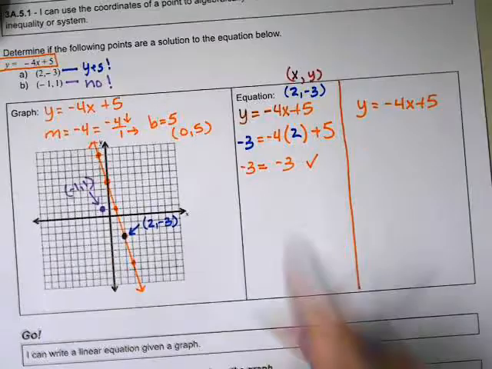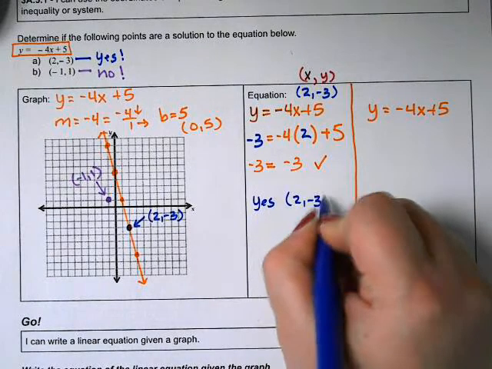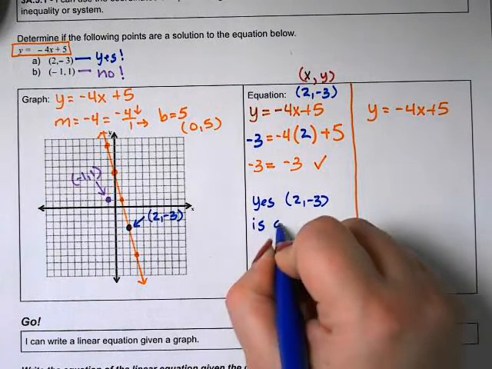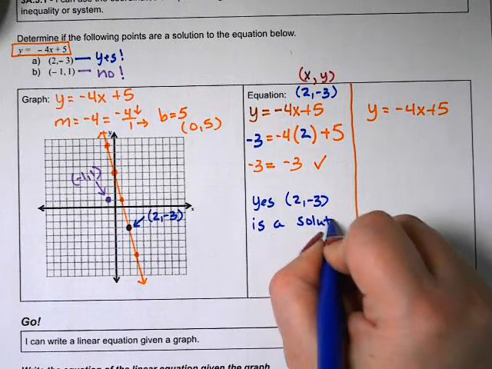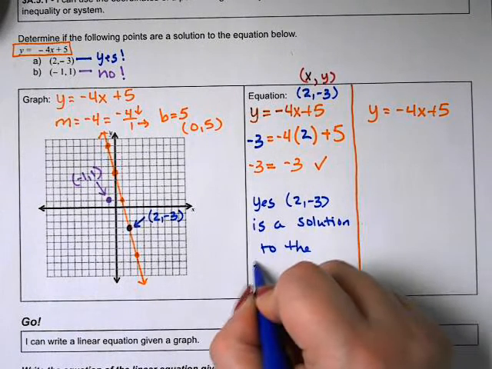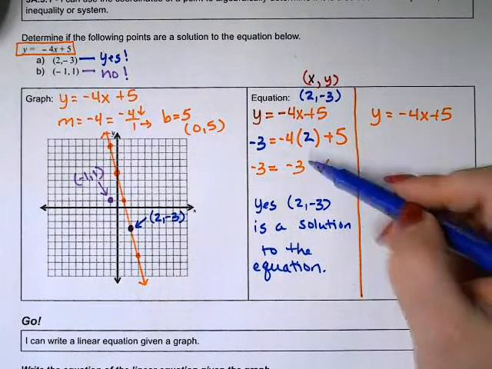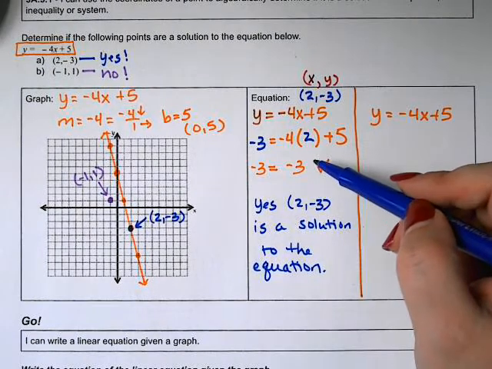So then I would say, yes, (2, -3) is a solution to the equation. And this work that I showed here is my justification for it then.